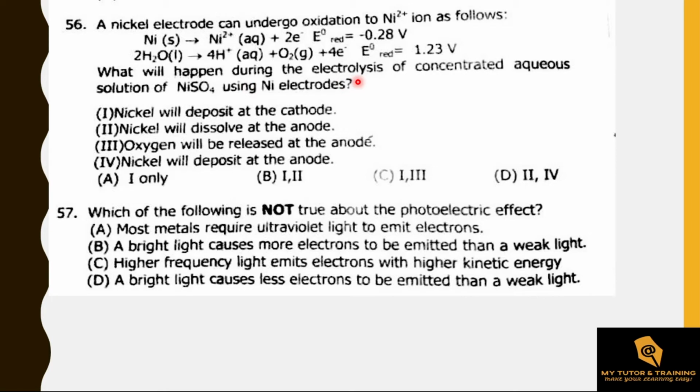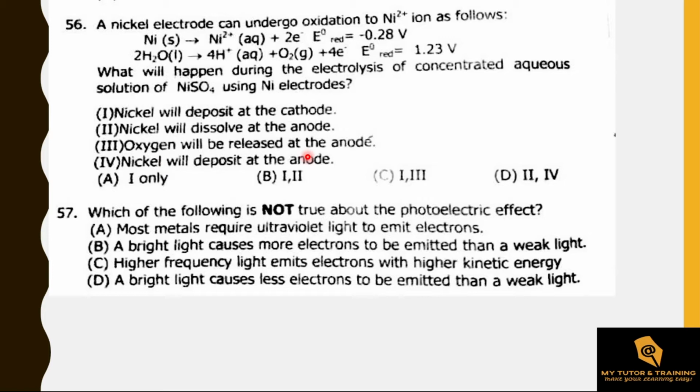What will happen during the electrolysis of concentrated aqueous solution of nickel sulfate using nickel electrodes? We have three possible statements. 1. Nickel will deposit at the cathode. 2. Nickel will dissolve at the anode. 3. Oxygen will be liberated or released at the anode.